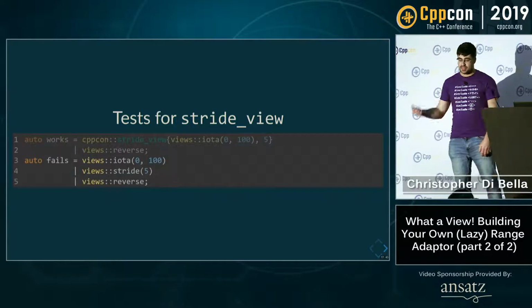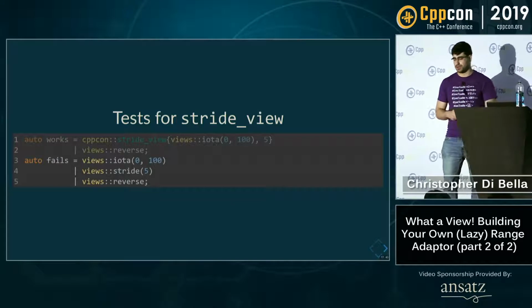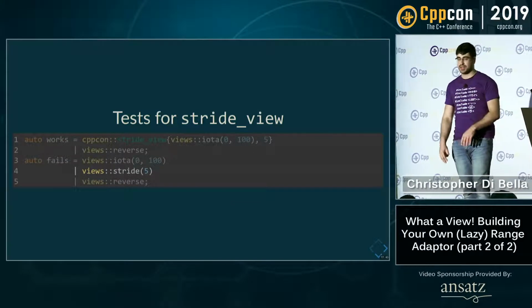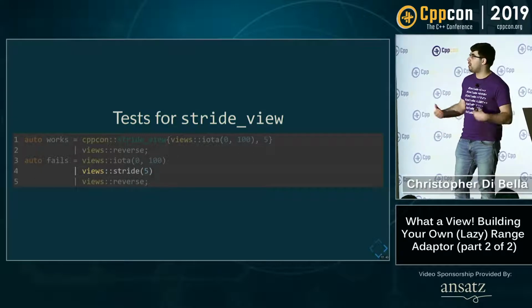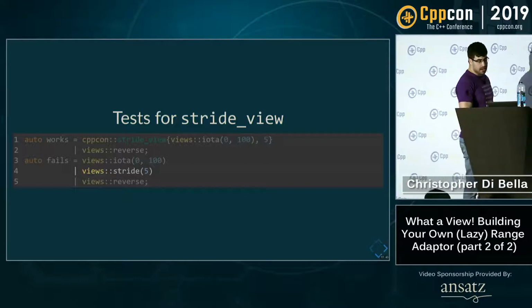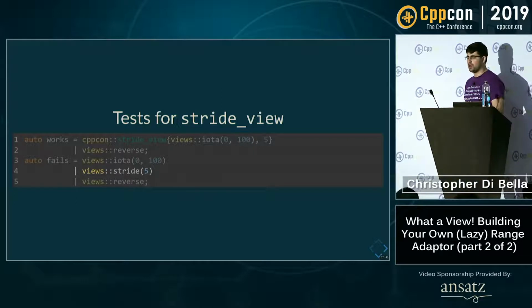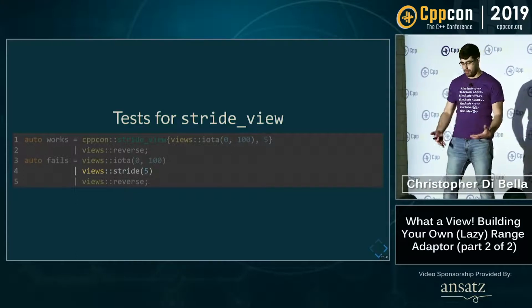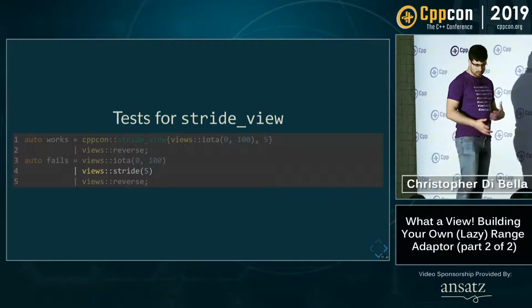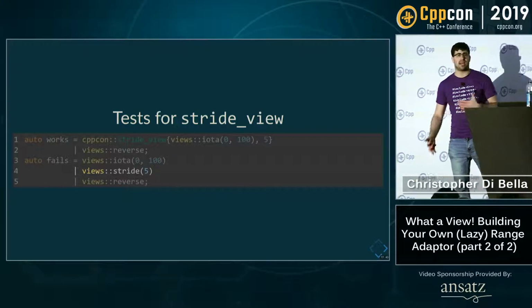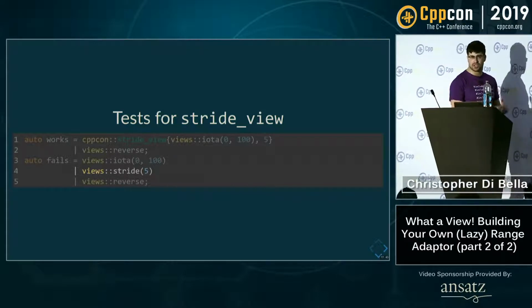Unfortunately, this fails because we can't pipe iota into stride, because it doesn't actually understand what a pipe operation is. And so this final section is going to be focusing on how to get that to happen. What is the machinery behind the pipe operation? I'm going to take this as slowly as I can, but if you have questions, please do interrupt me.